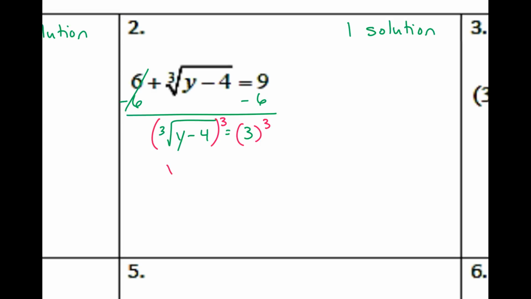So then we have y minus 4, because the cube and the cube root cancel, equals, what's 3 cubed? 9 times 7. Yeah. Then, what do we do? You add 4, good. So y is equal to? 31. How many solutions did I end up with? 1. Is that how many I should have ended up with? Yes. So I'm good.